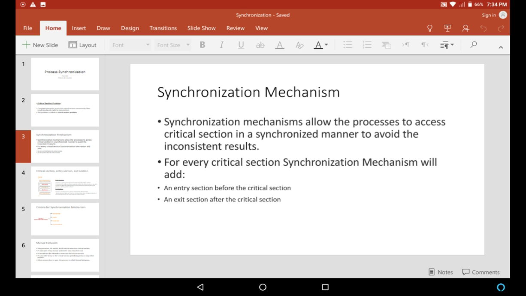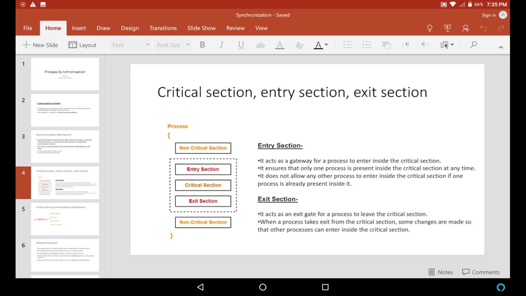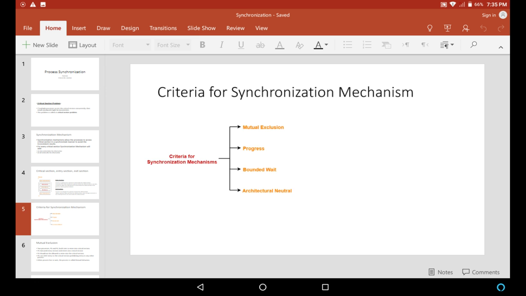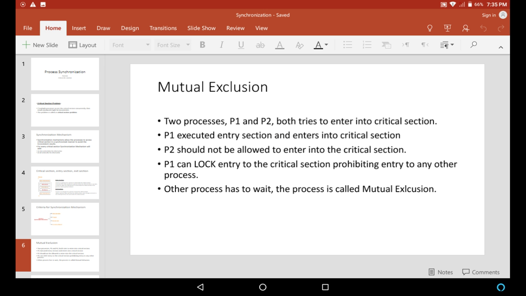Now talking about synchronization mechanism, what is a synchronization mechanism? It allows the processes to access critical section in a synchronized manner so that the inconsistency can be avoided. Now for every critical section, there is an entry section and exit section, as we know. So what is entry section, what is exit section, we have already discussed. So now the next part is what are the criteria or the rules that should be followed by a synchronization mechanism. There are four rules: mutual exclusion, progress, bounded wait, and architectural neutral.